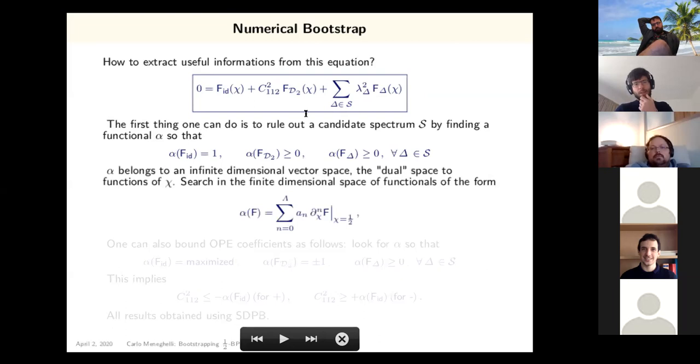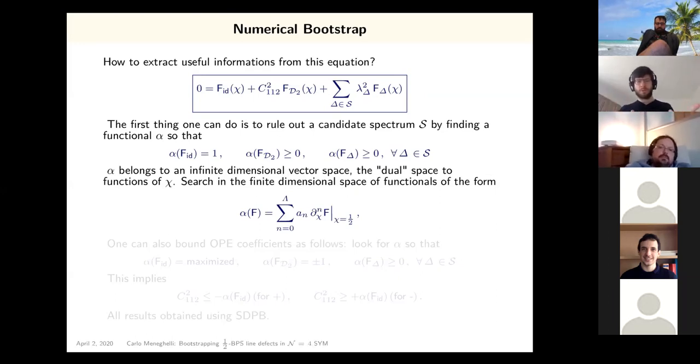So what is a functional? What is a function? The vectors in question here are functions of chi, which form a vector space. The functional is the dual vector space.